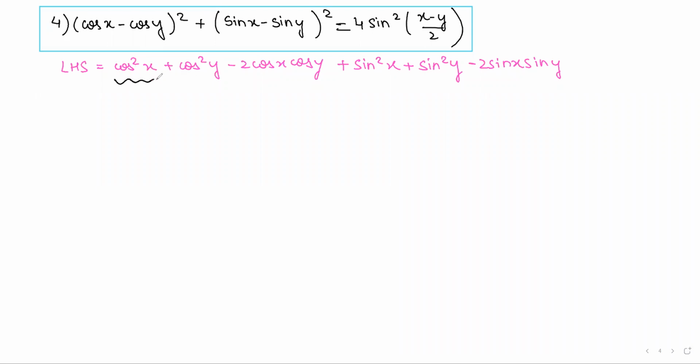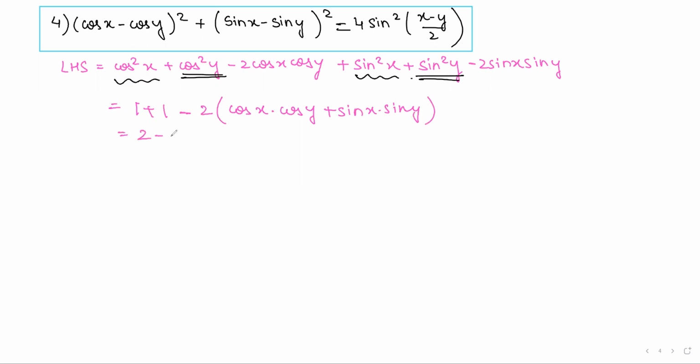Cos square x plus sine square x is 1. Cos square y plus sine square y will be equal to 1. You have 1 plus 1 minus 2 common. You have cos x into cos y plus sin x into sin y. Again, this is 2 minus 2 cos x minus y. You take 2 common, you're left with 1 minus cos x minus y.